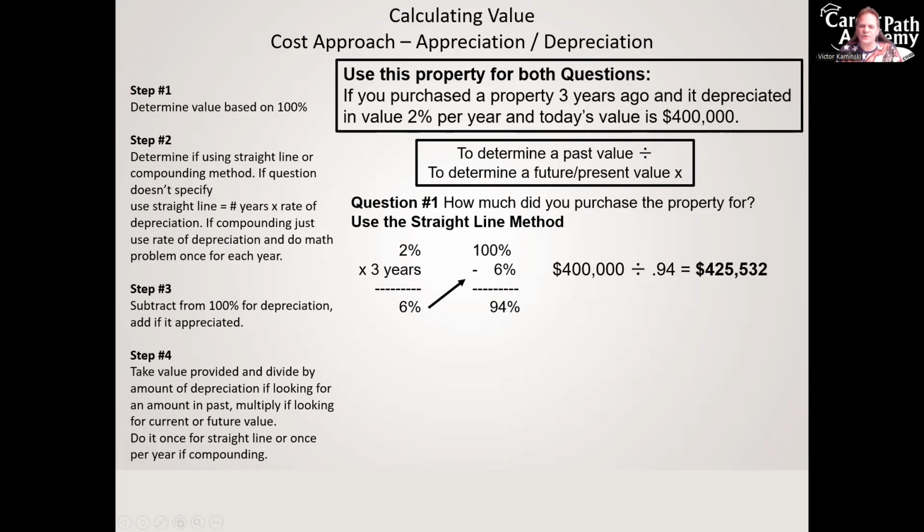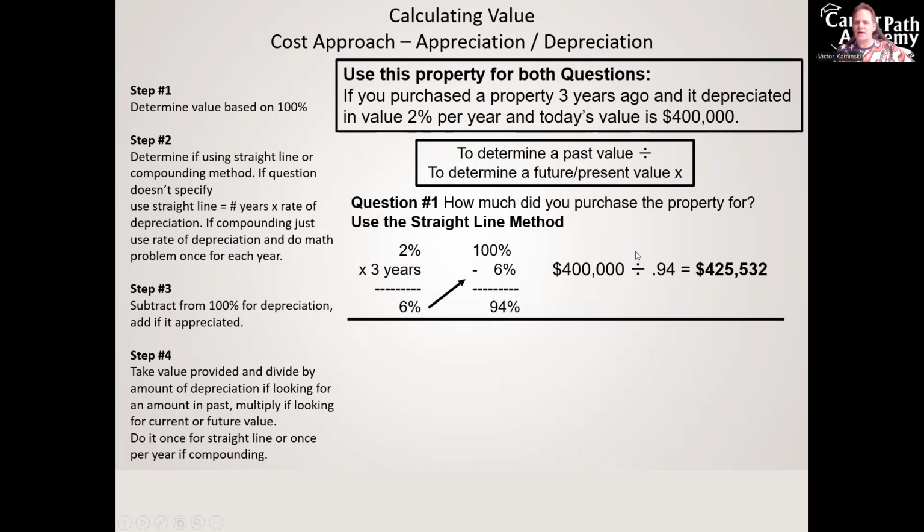It's just multiple steps, but they're pretty simple. You just got to know, divide to figure out a number in the past, multiply to figure out a future number. And anytime we're figuring out value, we're basing it off of 100%. So if it depreciated, we're going to write a subtract, we're going to put a minus sign there. And by how much? Well, you take the rate of depreciation times the number of years of depreciation. You're doing that in the straight line method. If this was the compounding method, you would not do that. You would just take the rate of depreciation, subtract it from 100%, and then you do this math problem once for each year.